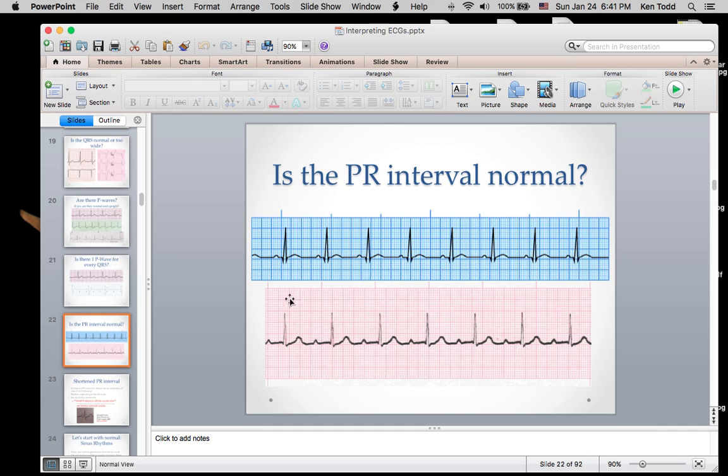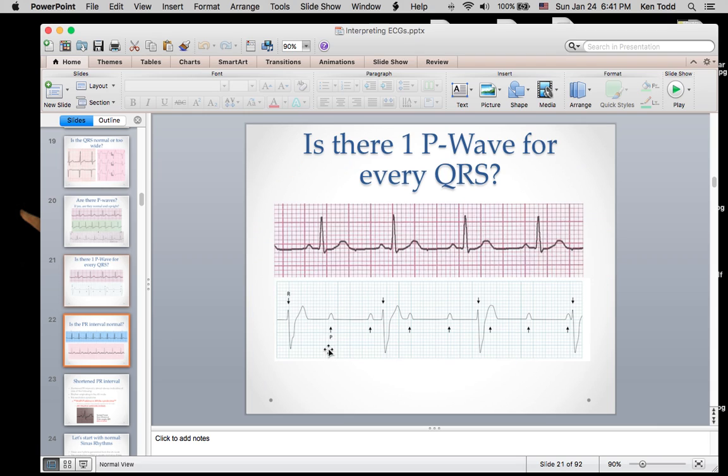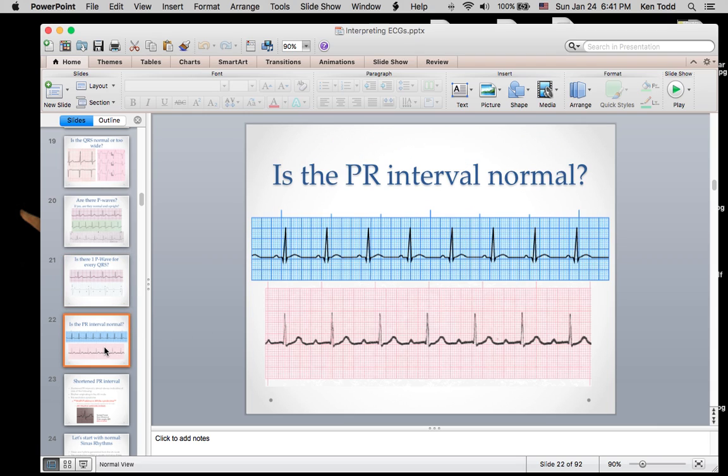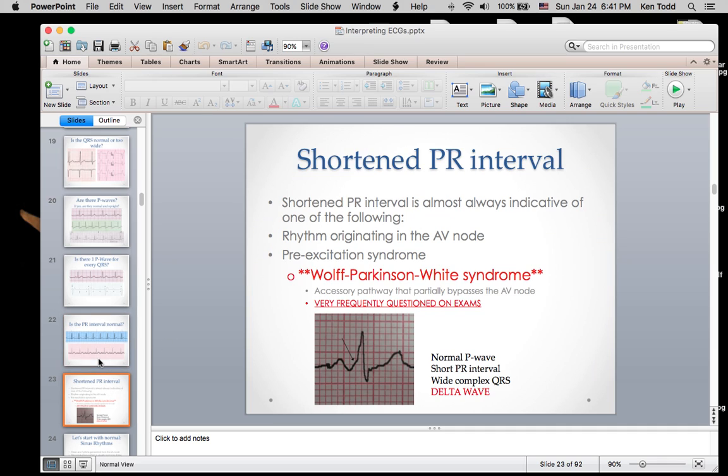Then the last thing you really want to check is your PR interval. I want to make sure it's not too long or not too short. So here you can see it's nice and normal, and here you can see it's very extended. But I still have one QRS that's nice and narrow and upright for every P wave. So we'll skip over why you can have a shortened PR interval. You guys don't need to know that yet.